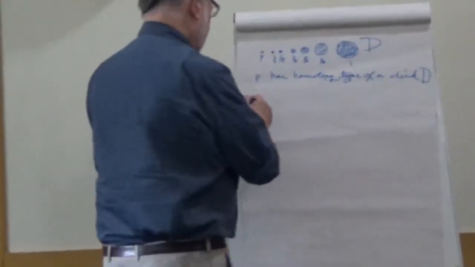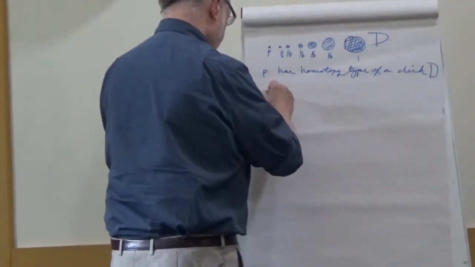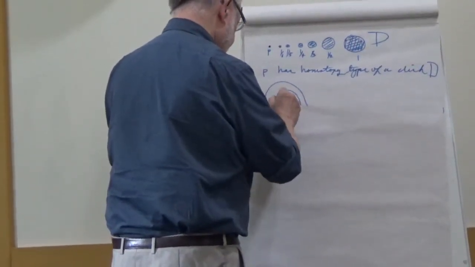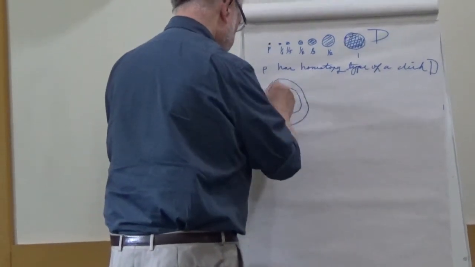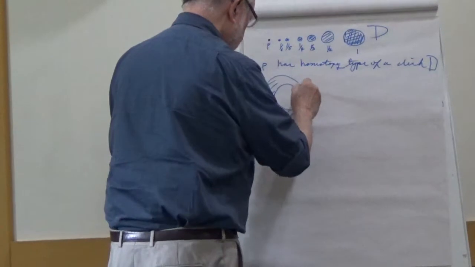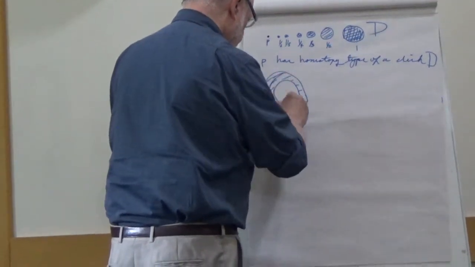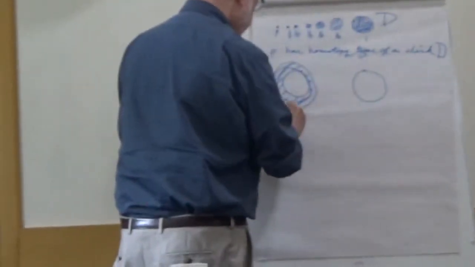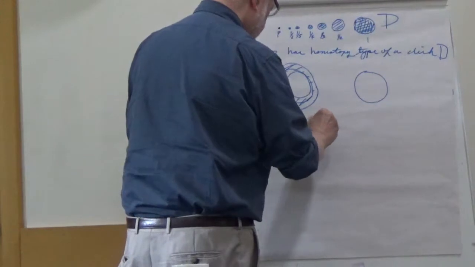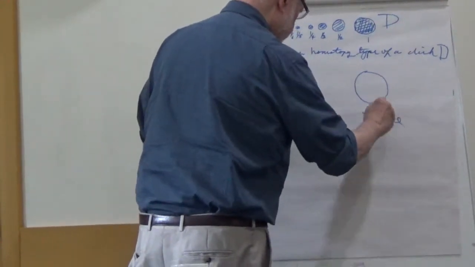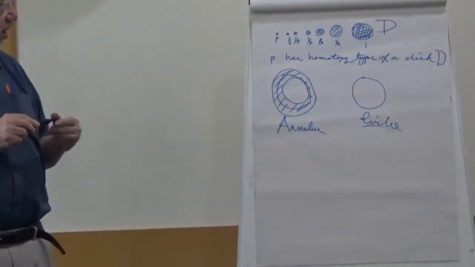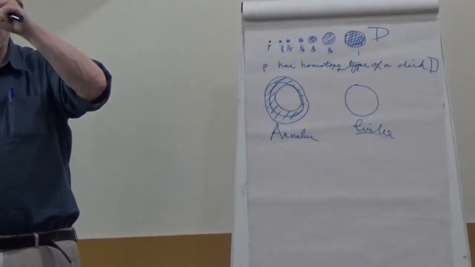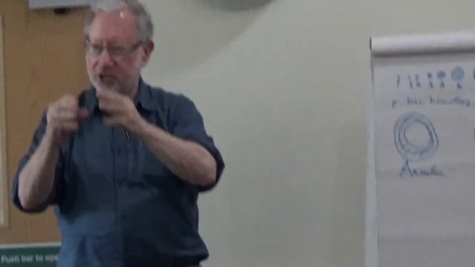So, for example, just to give you another example, consider an annulus. And sitting down in the middle of the annulus is a core circle. So here I have an annulus, and here I have a circle. They have the same homotopy type. And the reason is that you can contract the band until you're just left with the circle.